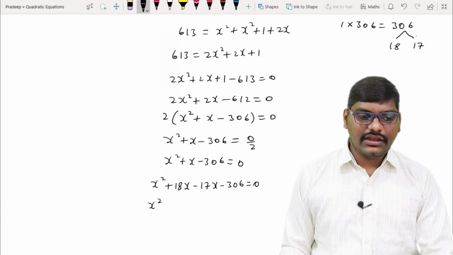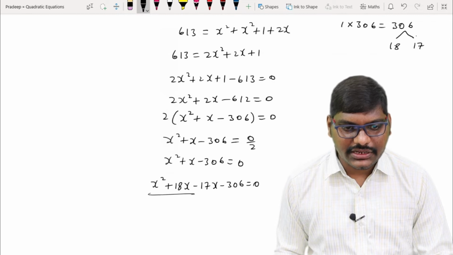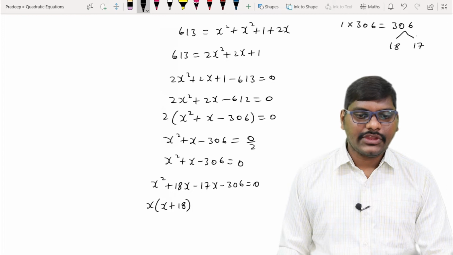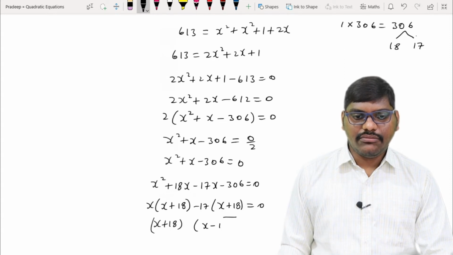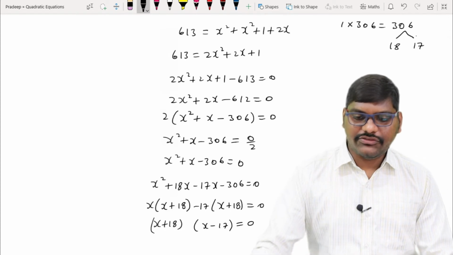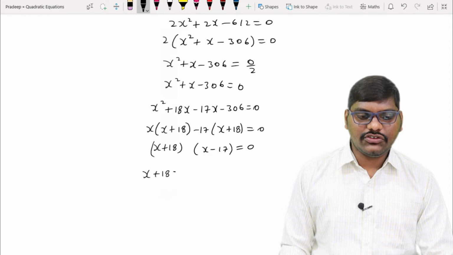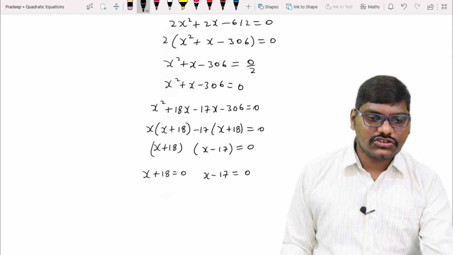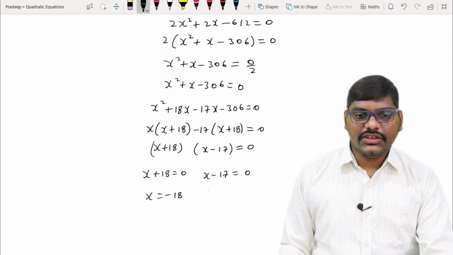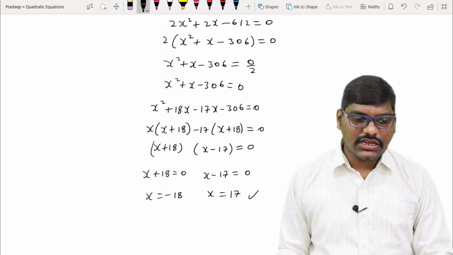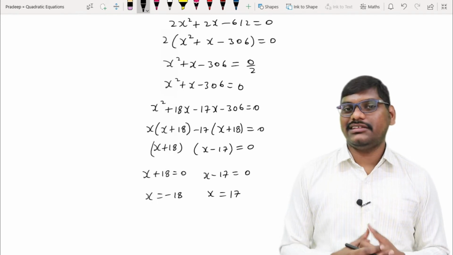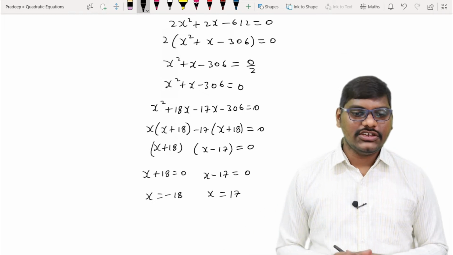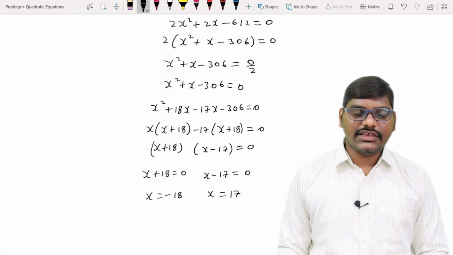Now I take x common from the first two terms, and I remain with x plus 18. Then I take 17 common, minus 17, and I remain with x plus 18. From this and this, if I take x plus 18 common, I remain with x minus 17. Equating each with 0 separately, x plus 18 equal to 0 gives x equal to minus 18, and x minus 17 equal to 0 gives x equal to 17. These are the two values we got, but we can't consider the negative value. Generally, length cannot be negative, so we take only 17.